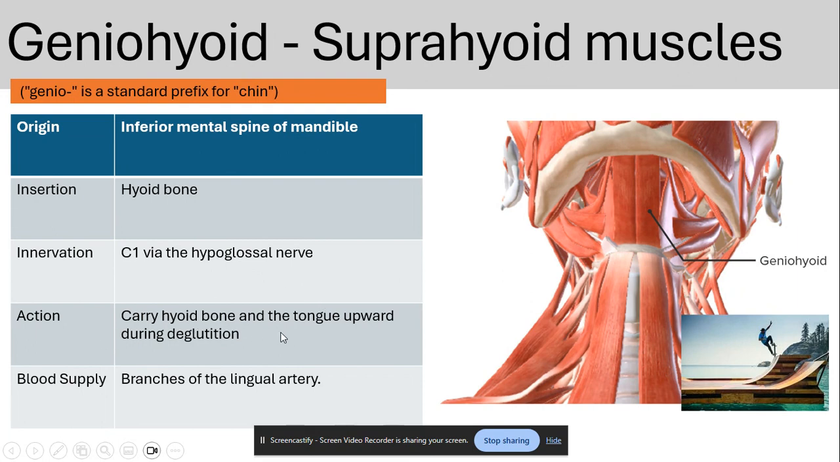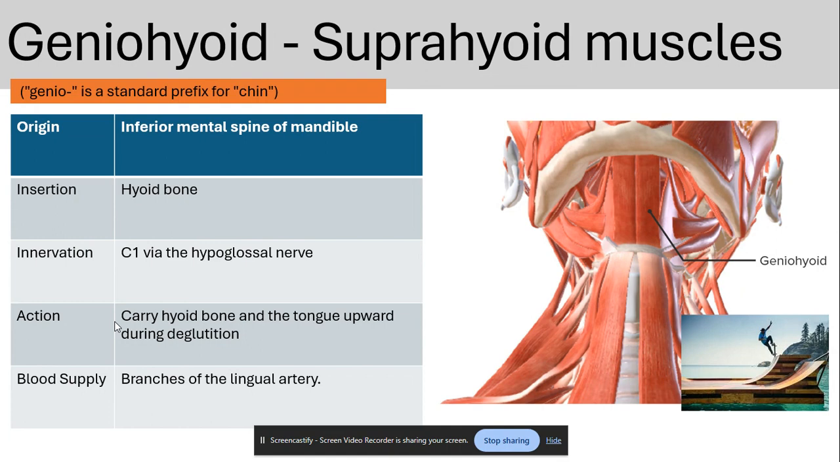Action is to carry the hyoid bone and tongue upward during deglutition, right? So let's say you try to attach your tongue to your palate, and you will feel that you're using this particular muscle, right? The blood supply is branches of the lingual artery, right? So if you try to attach it, you'll actually feel that you're moving your geniohyoid muscle, okay?